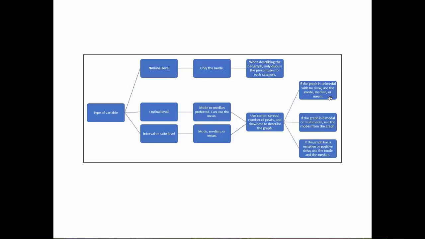If the graph is unimodal with no skew, use the mode, median, or mean, as they are all fine to use because they will likely have similar values. If the graph is bimodal or multimodal, use the modes from the graph. If the graph has negative or positive skew, use the mode and the median. The reason we use the mode and the median is because the mode tells us the value of the variable most observations are clustered around, and the median tells us where the middle of the distribution is. The mean is not useful because the skewness of the distribution either pulls it too far in a negative or positive direction, and this would misrepresent the typical case of the variable.